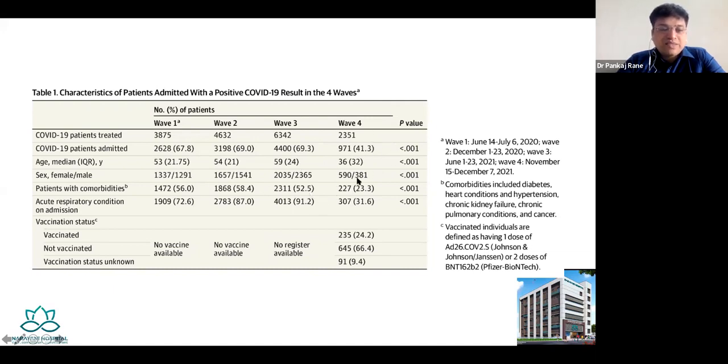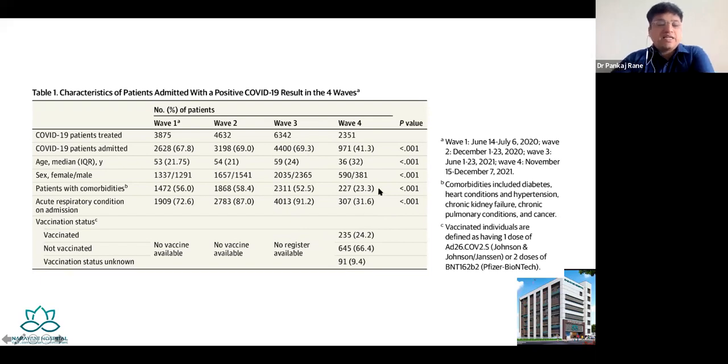Females are more than men, as I have told. And in this, young patients will be more affected. In fact, patients with comorbidities will be less admitted than young patients. Among admitted patients with acute respiratory conditions, the proportion needing O2 or BiPAP was 91% in the Delta period. Now in this fourth wave, in their study it was only 31%. That means the proportion with severe respiratory condition was only 30%.